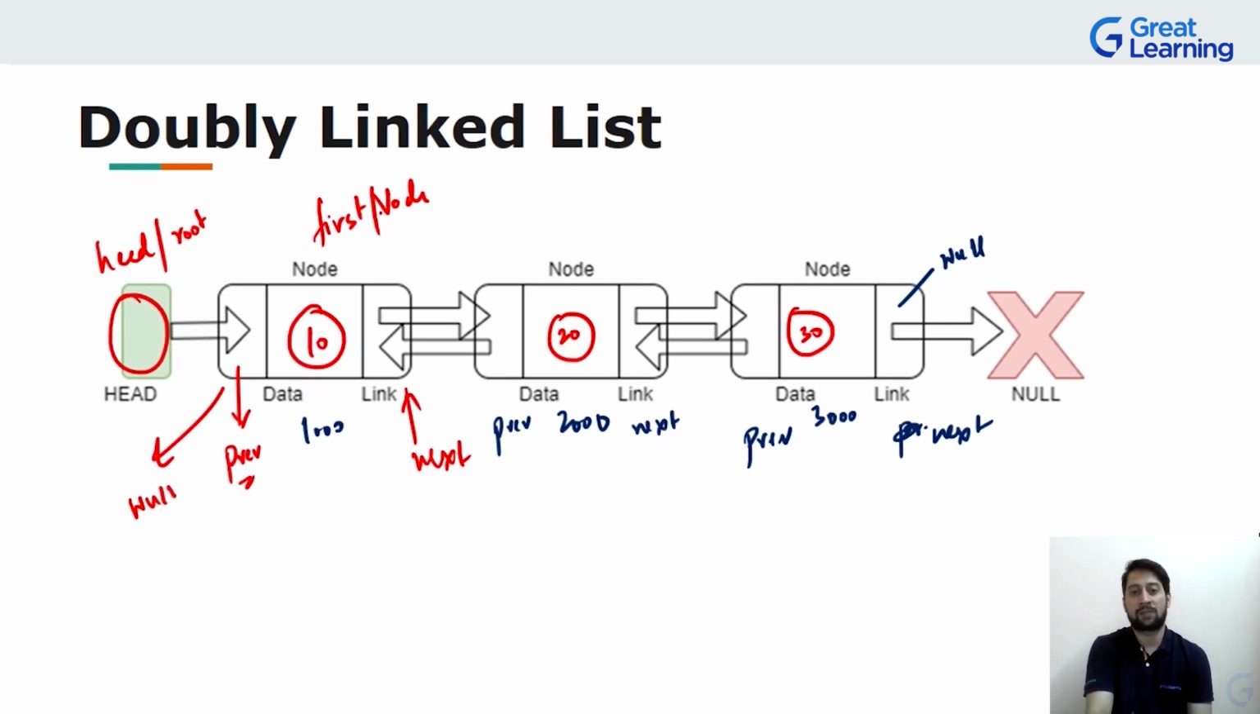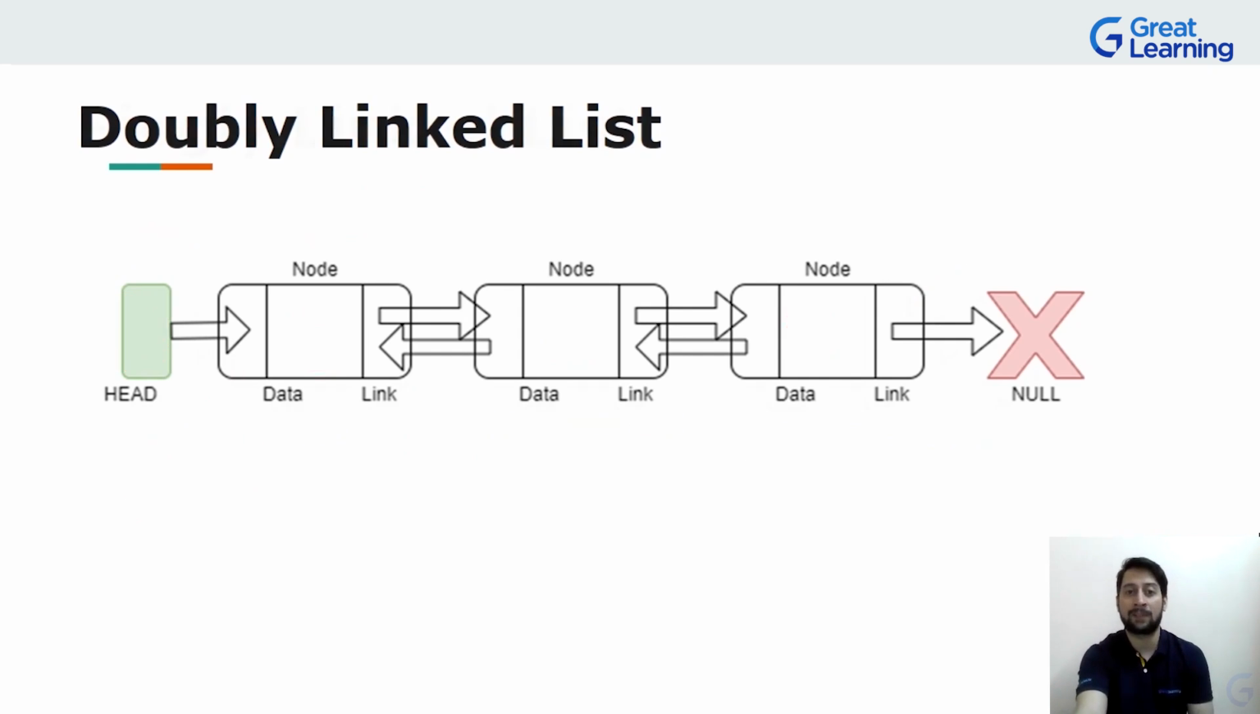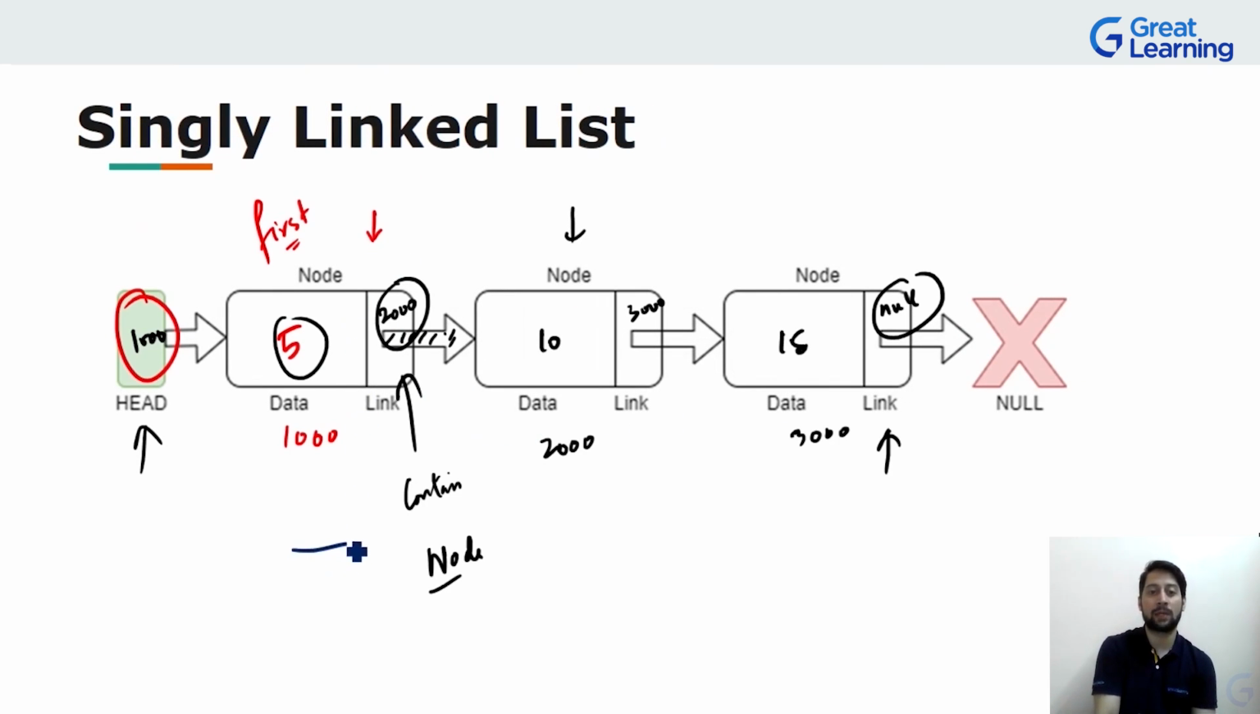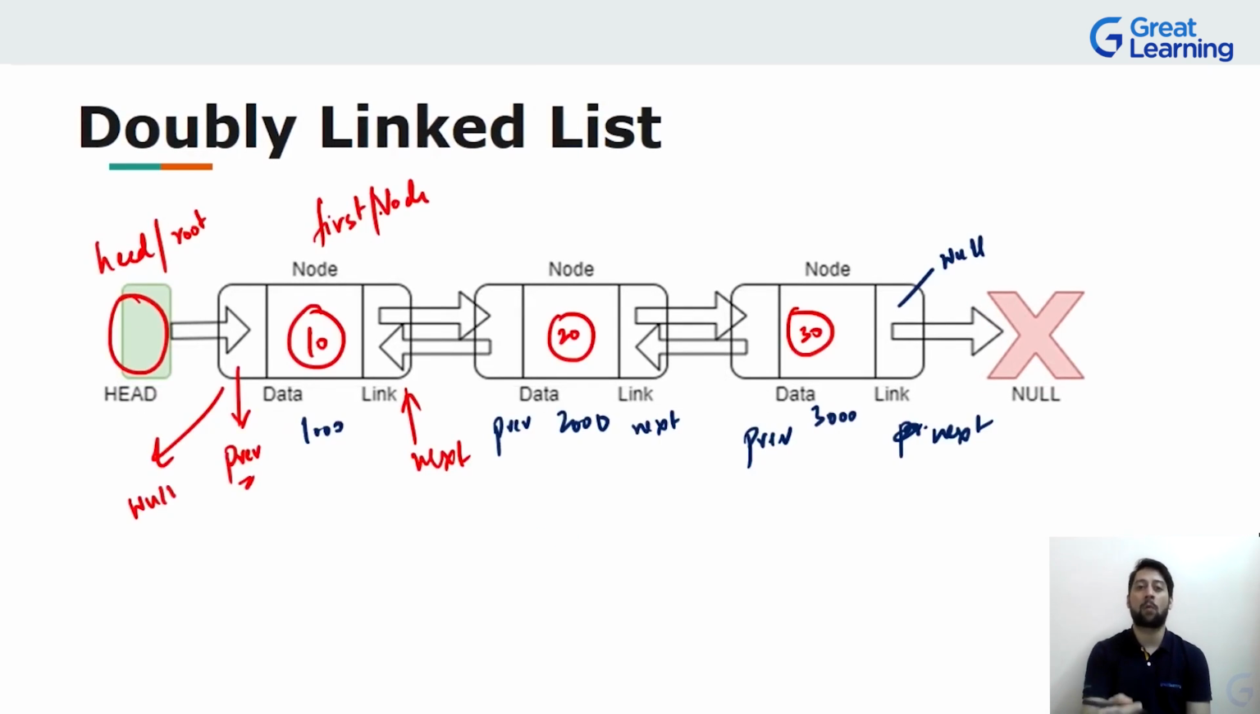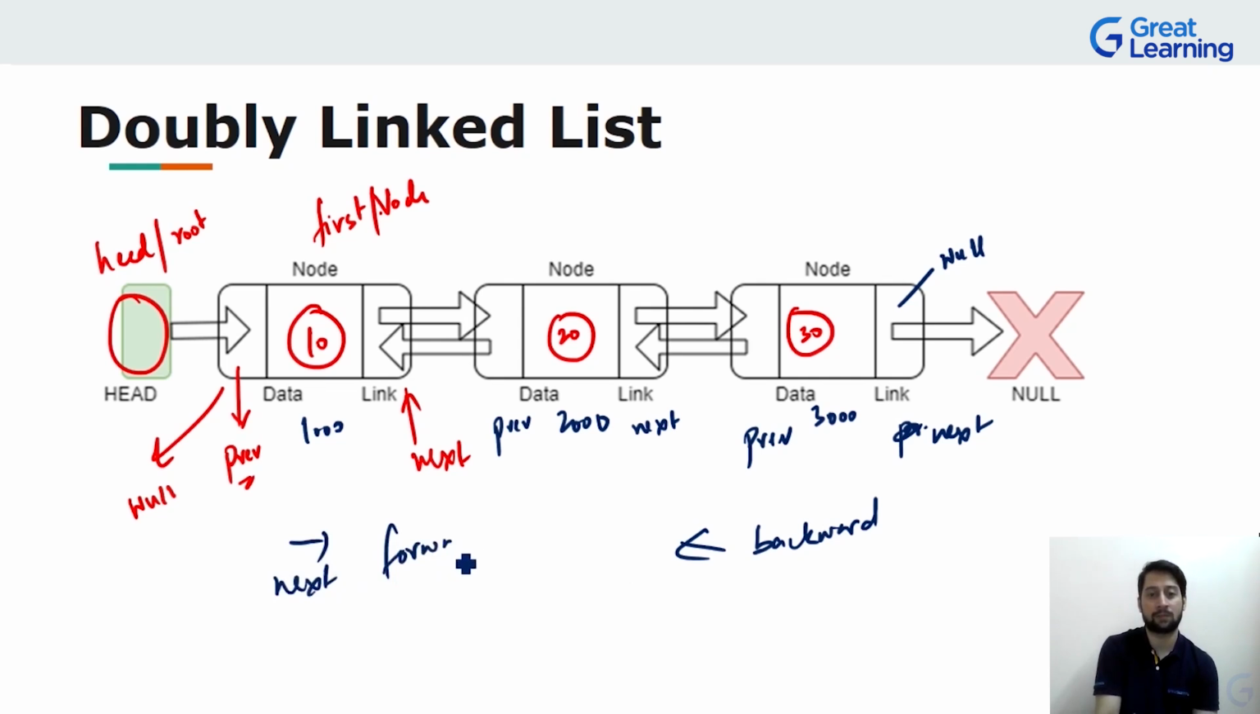So let's first see how we can move in the forward direction. Now there was one drawback with singly linked list, that you can only move in a single direction, the forward direction. There is no way you can move in the backward direction. So doubly linked list rectified that problem with the help of these previous and next links. The previous links will help you traverse in the backward direction, and obviously the next links will help you traverse in the forward direction.